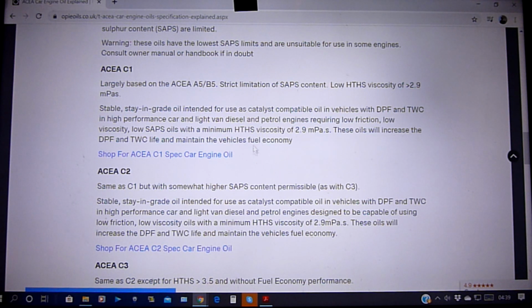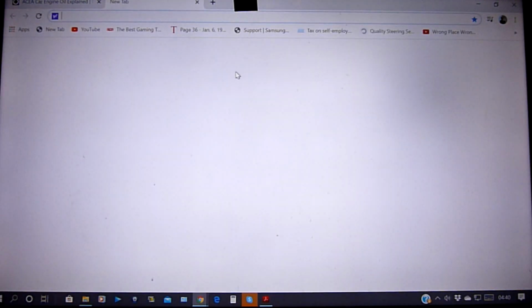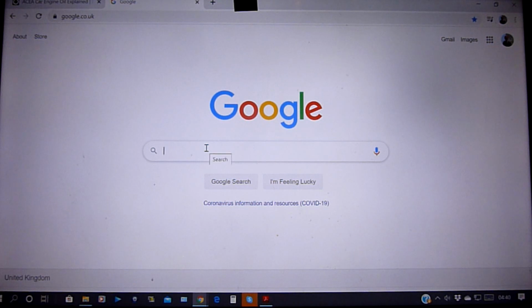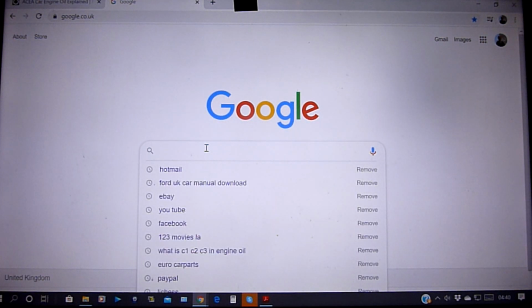So the numbers are the same. These oils will increase the diesel particulate filter and TWC life, not sure what that is, and maintain the vehicle's fuel economy. Right, shall we have a look what TWC is? Don't know what it is.